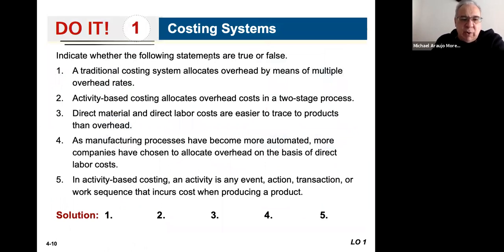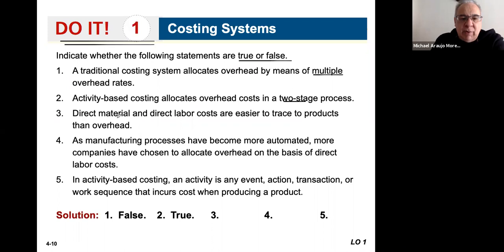This is the very quick true false statements that are here. Traditional costing system allocates overhead by means of multiple overhead rates. No, it only uses one normally, right? A predetermined overhead rate or something like this, right? Activity-based costing allocates overhead in a two-stage process. Well, I think you probably read about that just a couple of slides ago, so that is true.